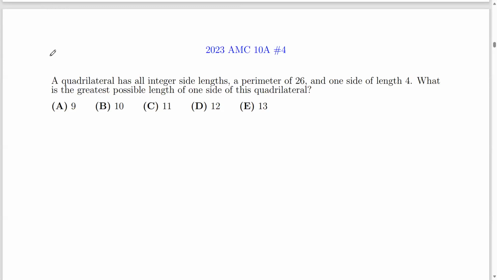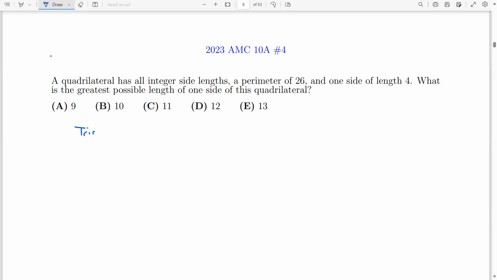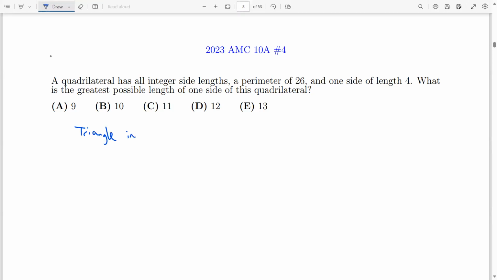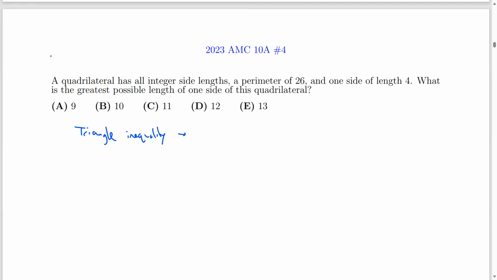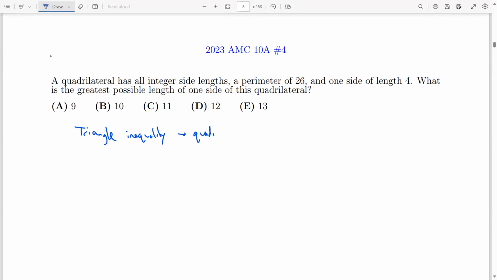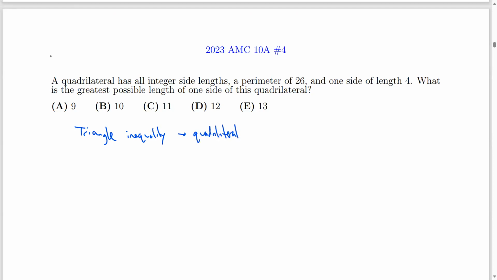So for this problem, we're going to need essentially a variant of the triangle inequality, except that it's going to be extended to quadrilaterals. So we'll call it a quadrilateral inequality. So let's remember what the triangle inequality says.